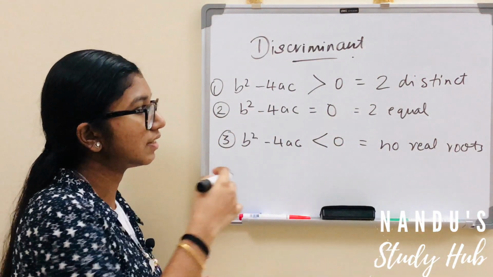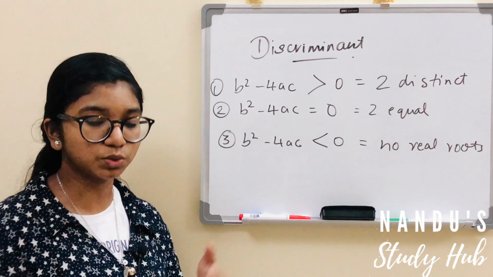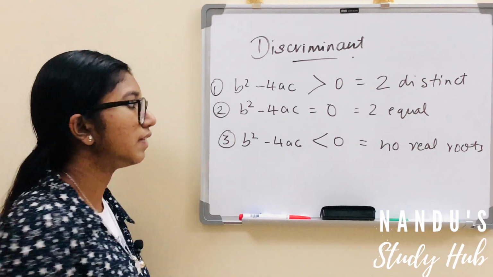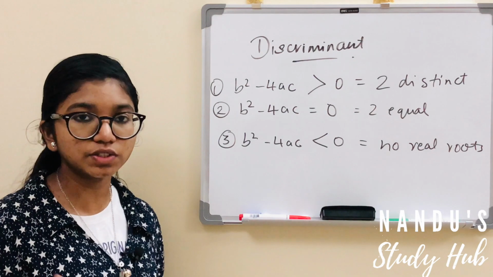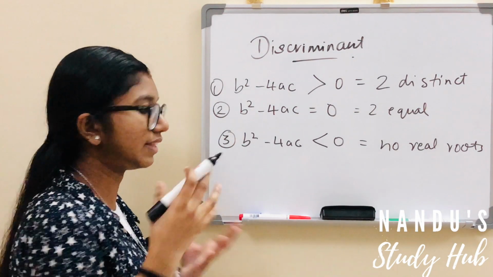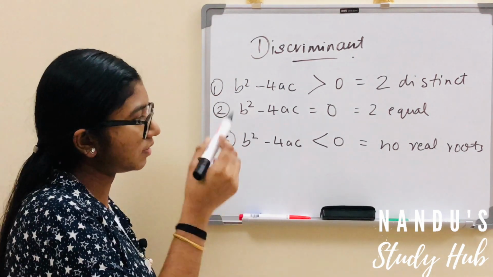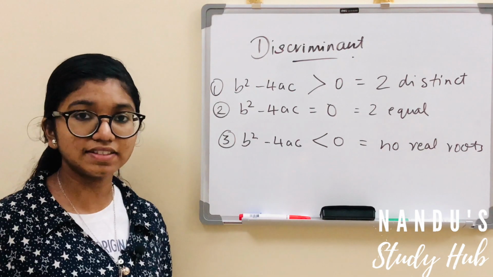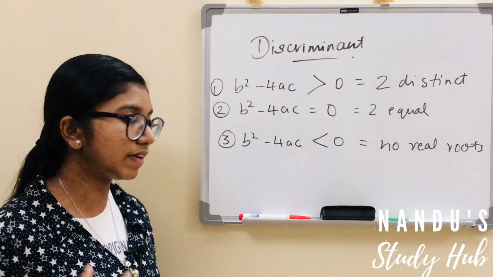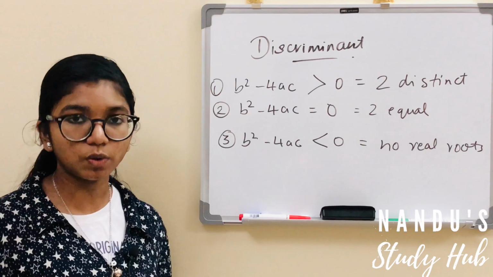Like in the first case, when it's greater than 0, we have two distinct real roots which are different. In the second case, when it's equal to 0, we have two equal real roots, they're the same. And then in the third case, when it's less than 0, we get a negative number. When it's less than 0, there'll be no real roots.